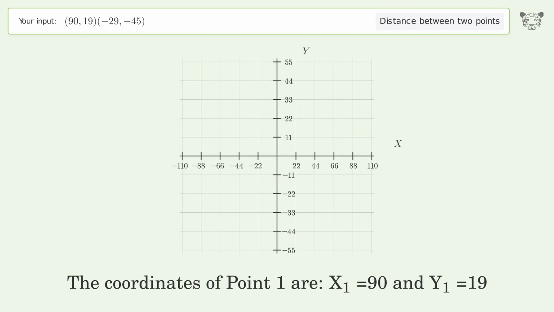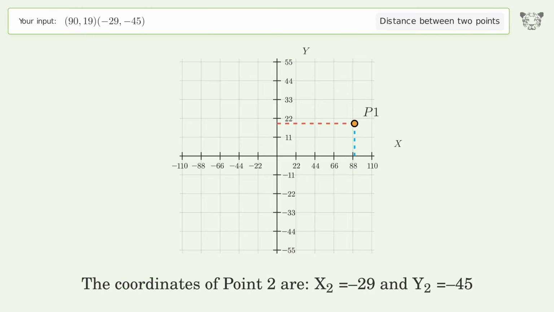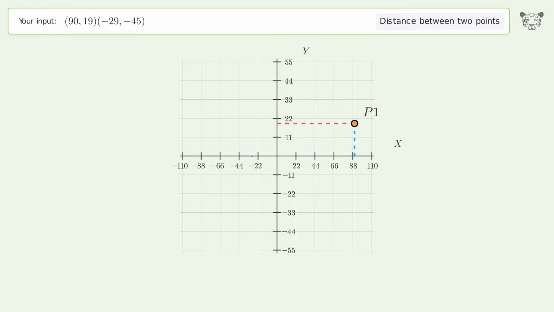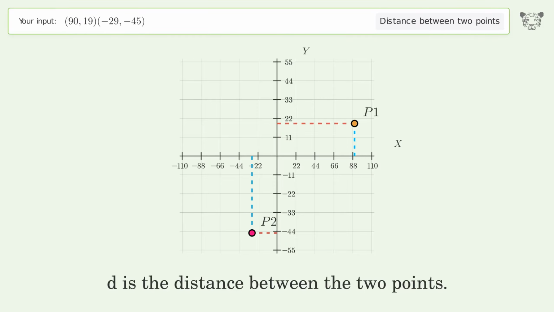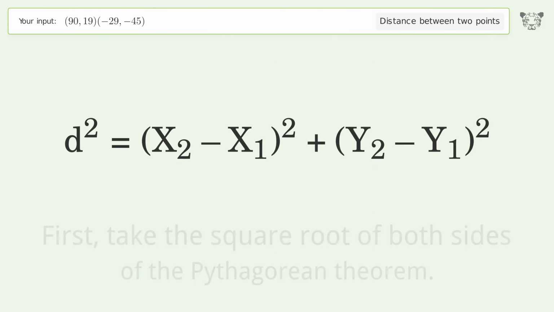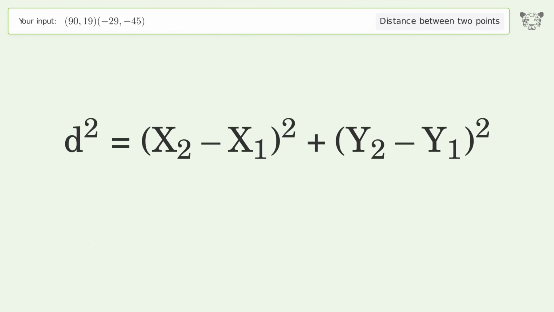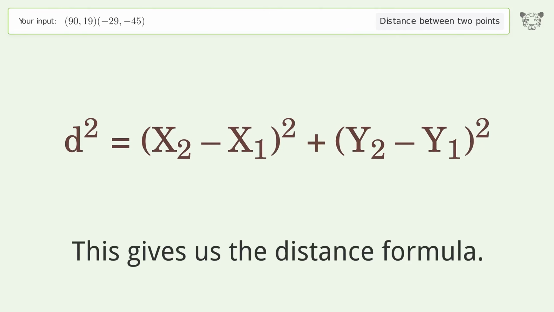The coordinates of point 1 are x1 equals 90 and y1 equals 19. The coordinates of point 2 are x2 equals negative 29 and y2 equals negative 45. D is the distance between the 2 points. First, take the square root of both sides of the Pythagorean theorem. This gives us the distance formula.